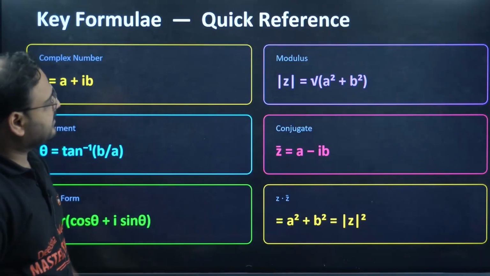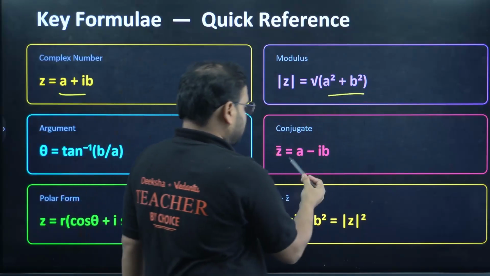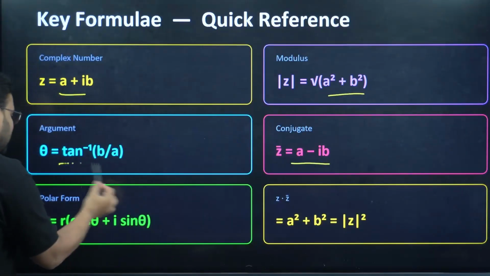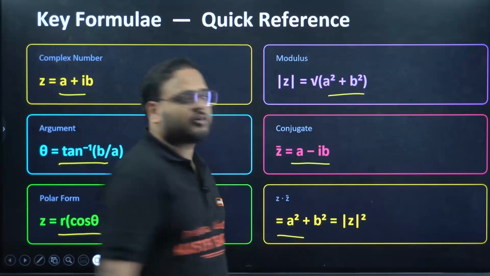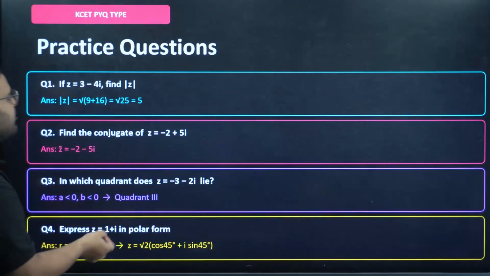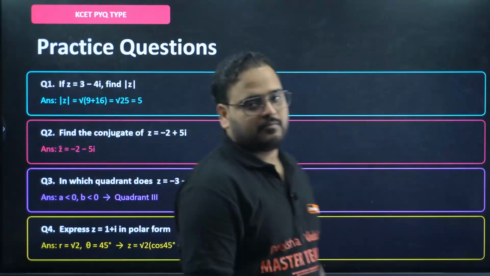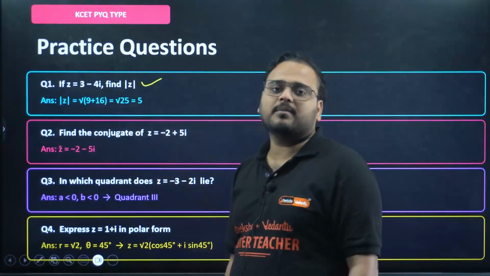Okay, just for reference, have a look. Complex number, its modulus, its conjugate, its argument, polar form, and the result of the product of a complex number and its conjugate. And some questions to practice. Just review this once. Very simple ones. If the complex number is given, find the modulus. We'll use the formula, right?